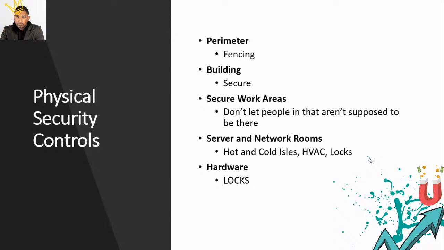Physical security, so perimeter, fencing, barbed wire, just keeping the area secure, building, ensuring that you're securing the building, that you have, depending on the level of security needed for that building, you might need to have security guards, either unarmed or armed security guards, metal detectors, etc. Secure work areas. Don't let people in that aren't supposed to be there. So you can utilize, again, physical security guards, or man traps, things of that nature, turnstiles, server and network rooms, hot and cold aisles, HVAC locks, again, hardware locks.